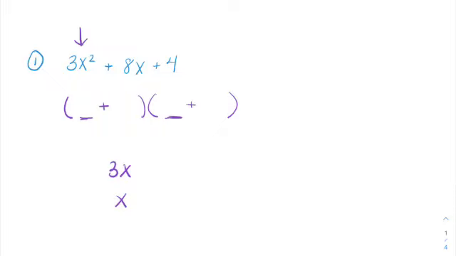Then for the guess and check method, I look at the last term. I actually skip over the middle guy at the moment. And I say, okay, when I go to fill in this last term in each of the binomials, when I FOIL that, they better multiply to give me positive 4. So what are my factors of 4? 4 is not a prime number, so I have to think a little bit more. So my factors of 4 are 1 and 4 and 2 and 2.